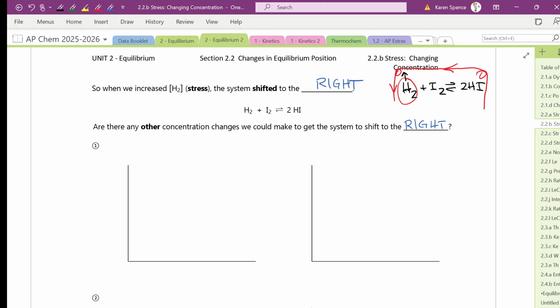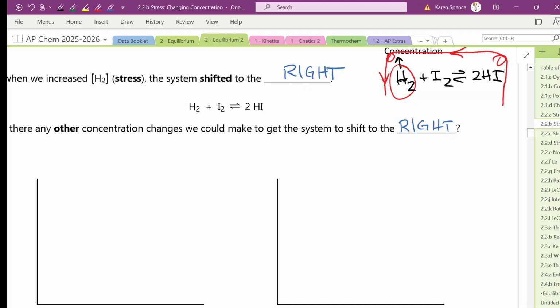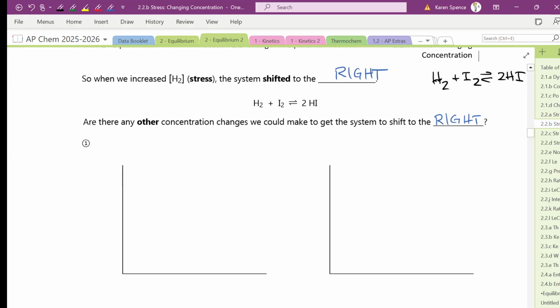Okay, are there any other concentration shifts other than increasing H2 which could shift our equilibrium to the right? We could increase the concentration of I2. So number one, we could increase the concentration of I2. And this time, I'm going to put my HI up top, just to prove to you that it doesn't matter where I put these things initially. I'm going to put my H2 here, and I'm going to put my I2 here.